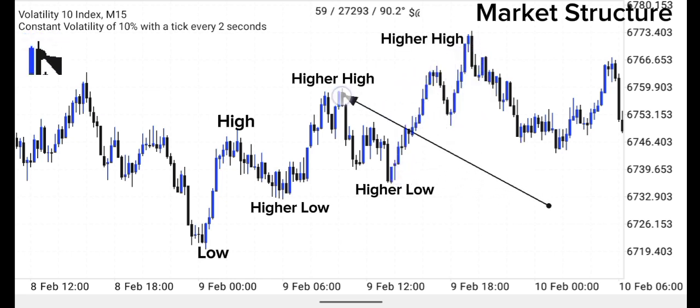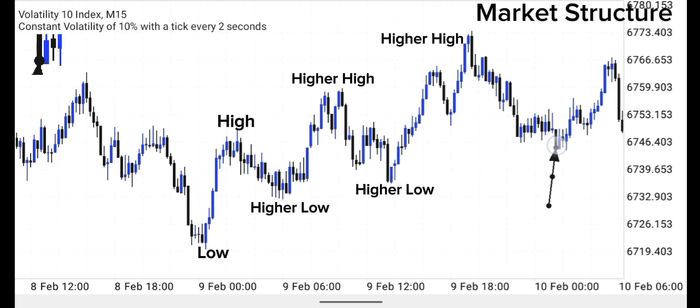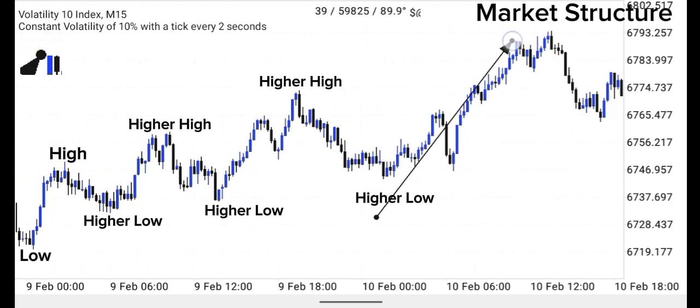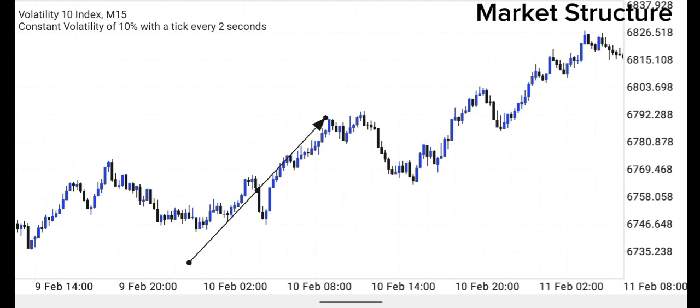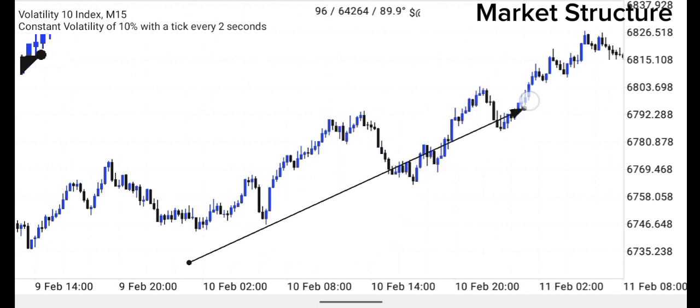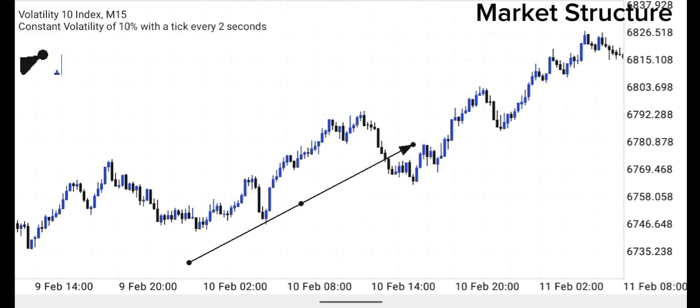This high is higher than this previous high. Then we have another higher low and another higher high. Another higher low and another higher high. Higher low, higher high, and so on. You understand? So this is an example of an uptrend. Let me show you the example of a downtrend.